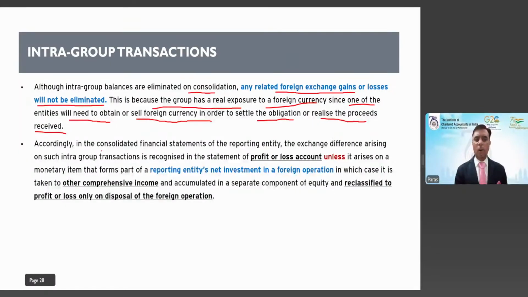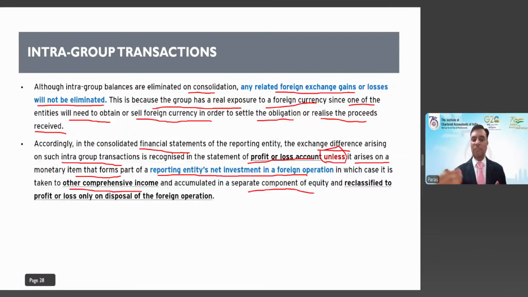Further, the standard says that accordingly, in the CFS, that is the consolidated financial statements, the exchange difference arising on such intragroup transactions is recognized in the P&L account, unless, and this line is extremely important, unless it arises on a monetary item that forms part of the reporting entity's net investment in a foreign operation, in which case it is taken to OCI, accumulated in a separate component of equity, that is FCTR, and reclassified to profit or loss on disposal of the foreign operation.